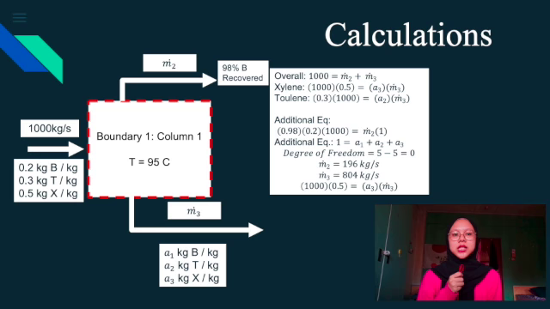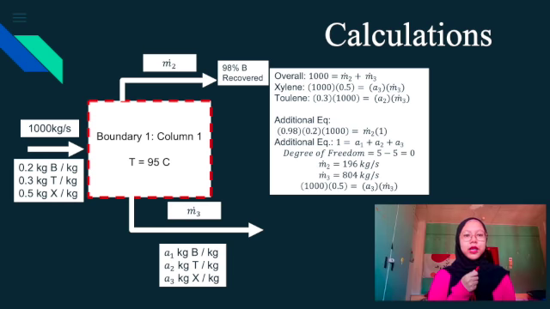Next, for component balance toluene also appear at the bottom product stream only, so the equation will be 1000 kg per second multiplied with 0.3 kg toluene per kilogram is equal to mass fraction toluene, which is A2 multiplied with M3. And we have another two additional equations, which is it is stated that 98% of benzene is recovered from feed to the top product stream. So the equation is 0.98 multiplied with 0.2 kg benzene per kilogram multiplied with 1000 kg per second equal to M2 multiplied with 1.